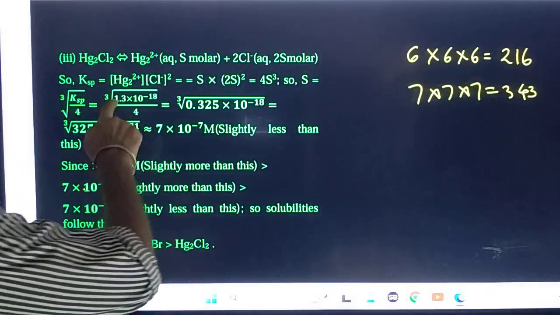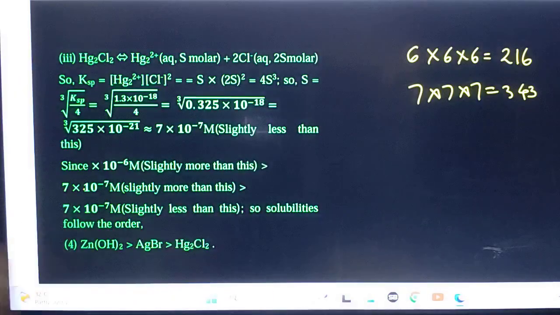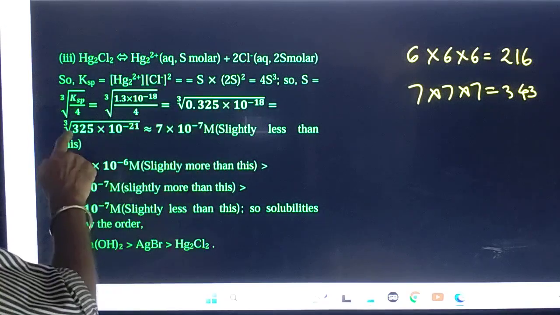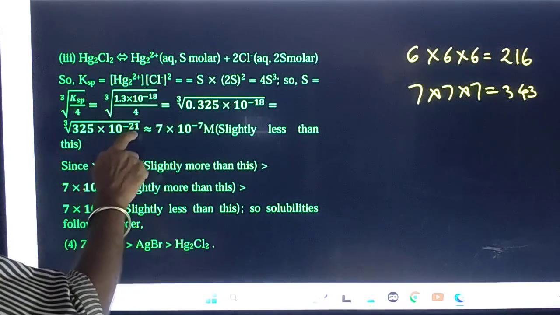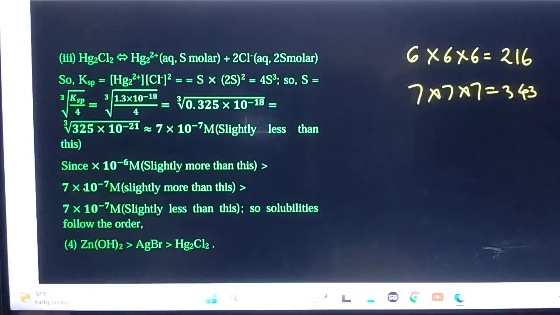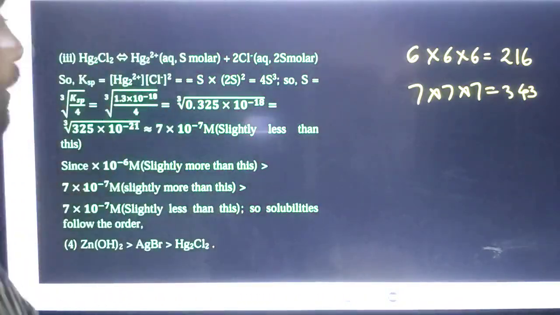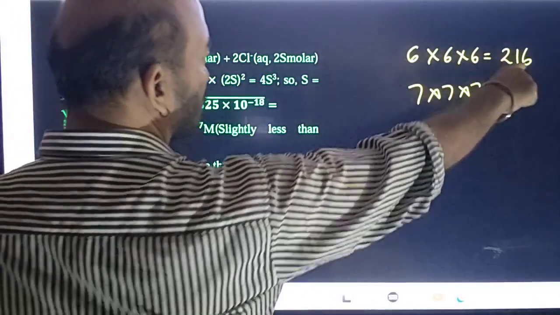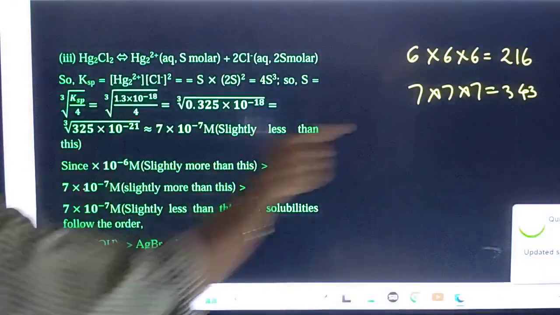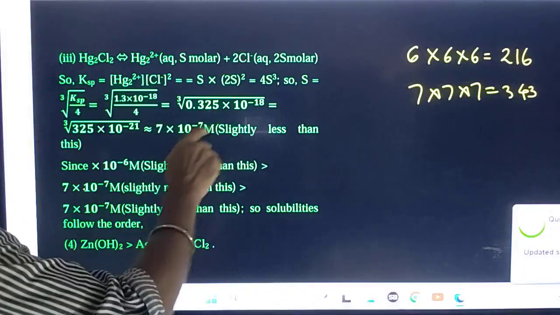So I first divided 1.3 by 4 and got 0.325 × 10^-18. It is converted to 325 × 10^-21, so that I can approximate the cube root of 325. Here we have to find the cube root of 325 by the approximation method. As in the previous problem, 6 × 6 × 6 is 216, and 7 × 7 × 7 we can calculate as 343. This value is less than 343. So I approximated here: it is 7 × 10^-7 molar.